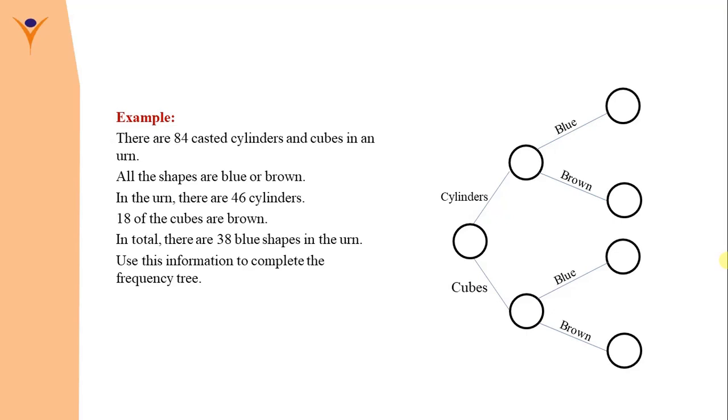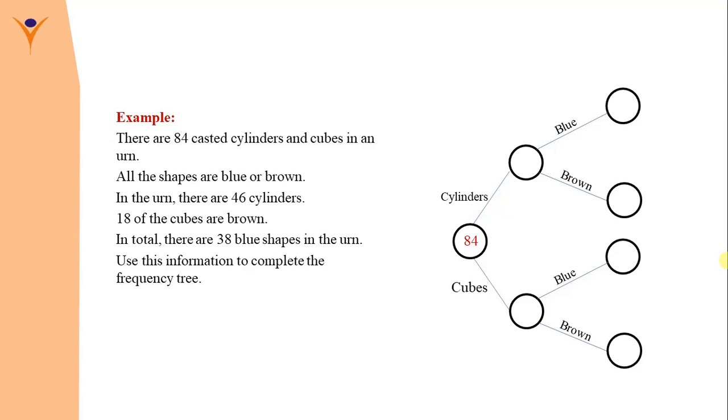So we're going to do this together. First information we have here says there are 84 cylinders and cubes in an urn. So we have the total number of shapes. So we can put that on the first circle there, 84. All right, let's look at the second sentence. It says all the shapes are blue or brown. So we have that category there.